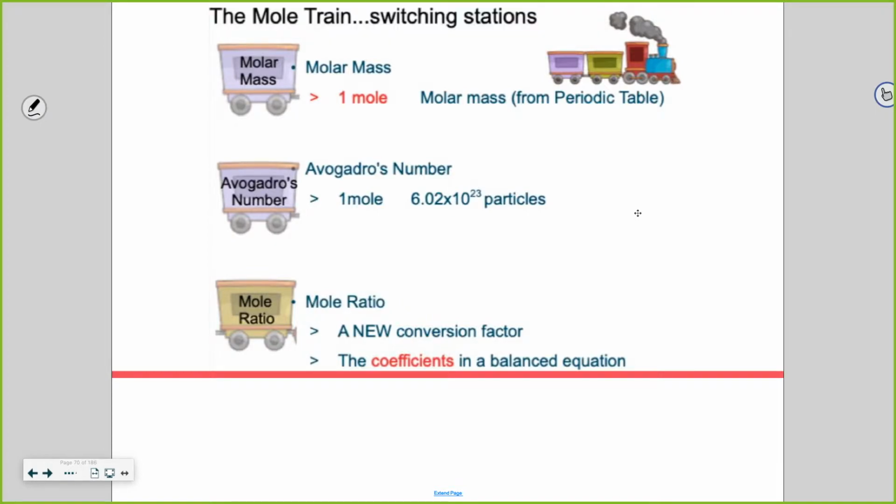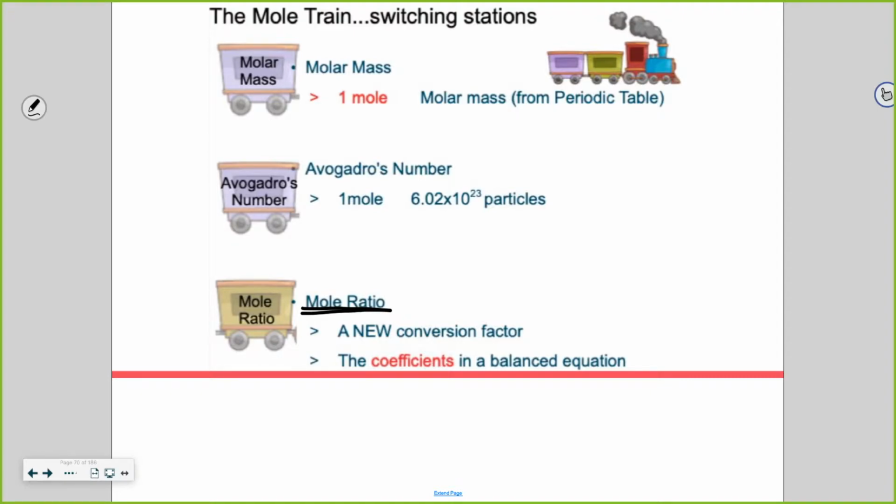We know that the base for molar mass, 1 mole, was the mass of 1 mole of that substance. Avogadro's number, 1 mole is equal to 6.02 times 10 to the 23rd particles. Now 1 mole of one substance is equal to whatever your mole ratio based on your coefficients is. So that is your new conversion factor that we're going to talk about today, and we're going to use the coefficients in balanced equations.